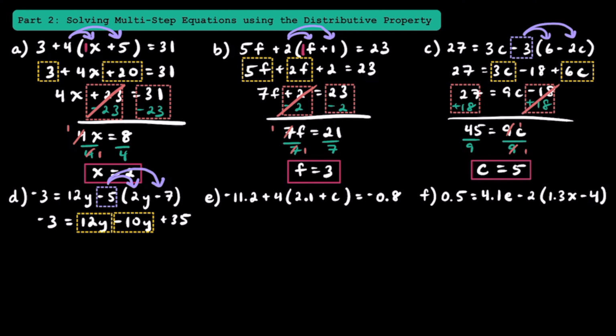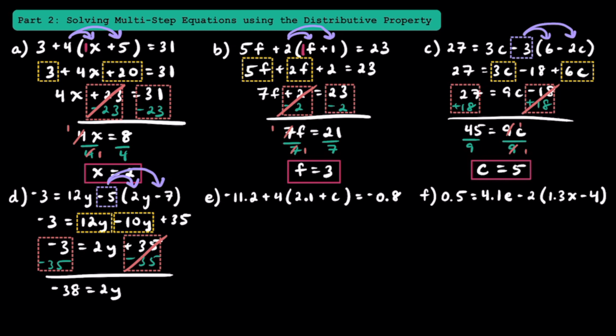Combining this positive 12y and negative 10y to make positive 2y, we can write negative 3 is equal to 2y plus 35. Next, we're going to subtract 35 from both sides. Combining these, we're going to get 0. And on the left side, negative 3 minus 35 is equal to negative 38, so we have negative 38 is equal to positive 2y. Finally, we're going to divide both sides by 2. These 2's are going to become 1, and negative 38 divided by 2 is negative 19, so we can write that y is equal to negative 19. This will be our answer.